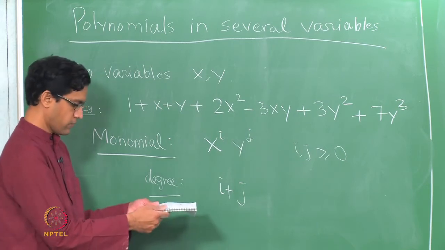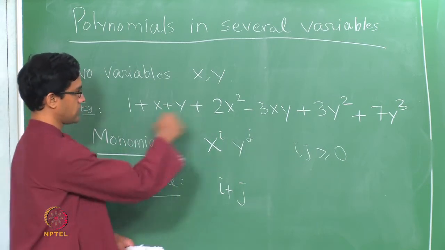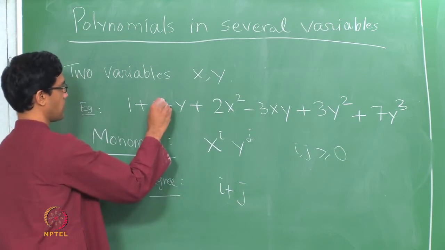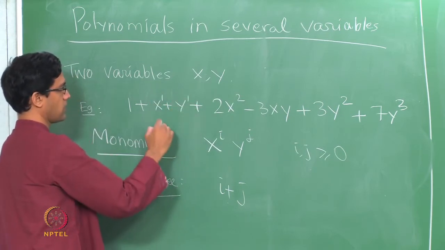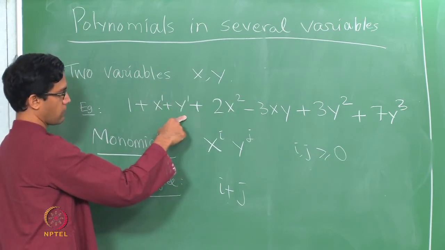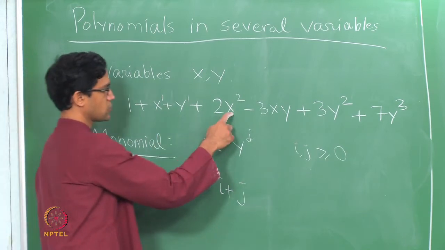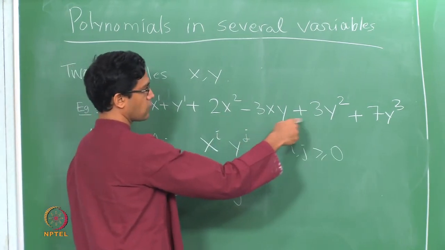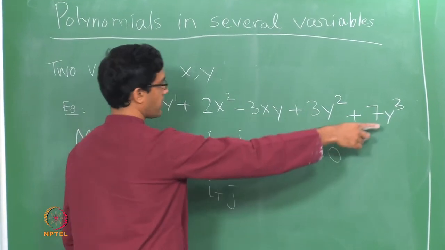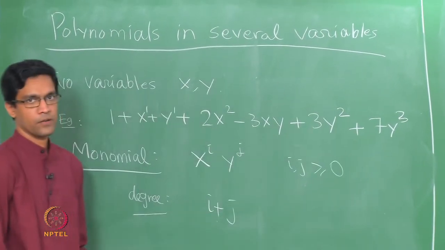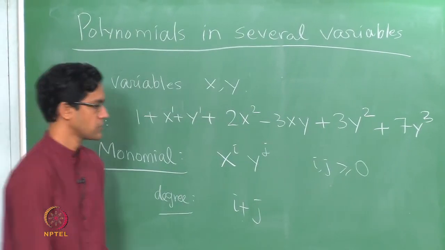If you look at the monomials which appear in this expression, I have 2 monomials of degree 1, x squared is of degree 2, xy is of degree 2, y squared is of degree 2, and y cubed is of degree 3. So you have monomials of varying degrees.